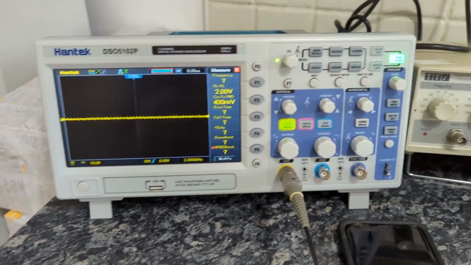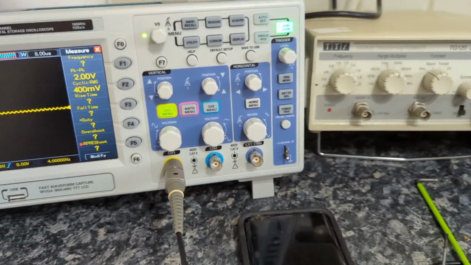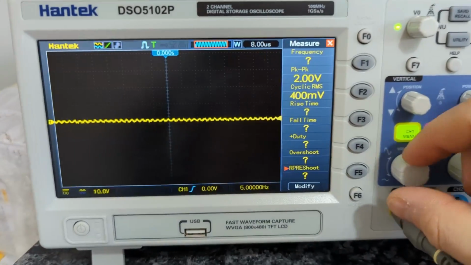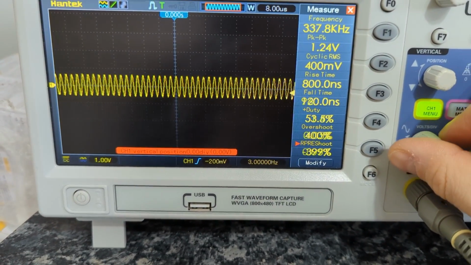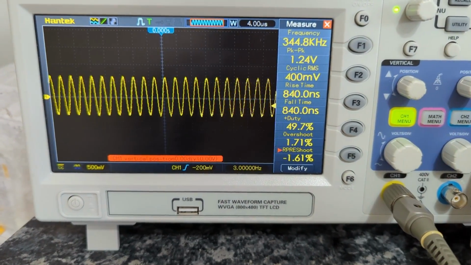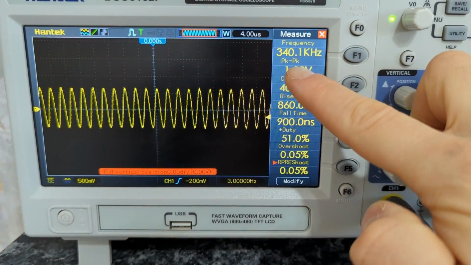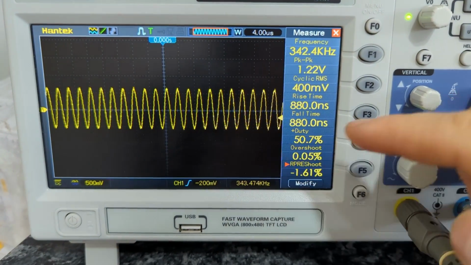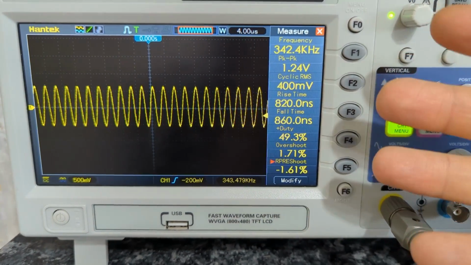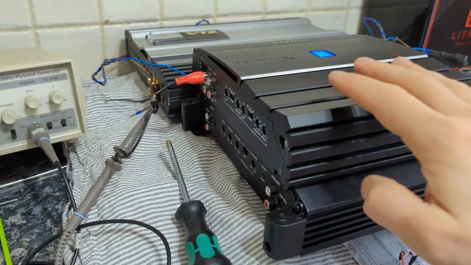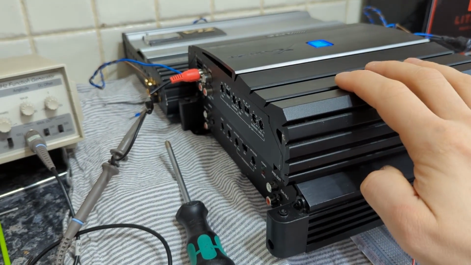So there we go. This is a signal with the generator off. If I zoom in, we can see a sine wave of 340 kilohertz. So this is what the scope picks up as the switching frequency of this amplifier.